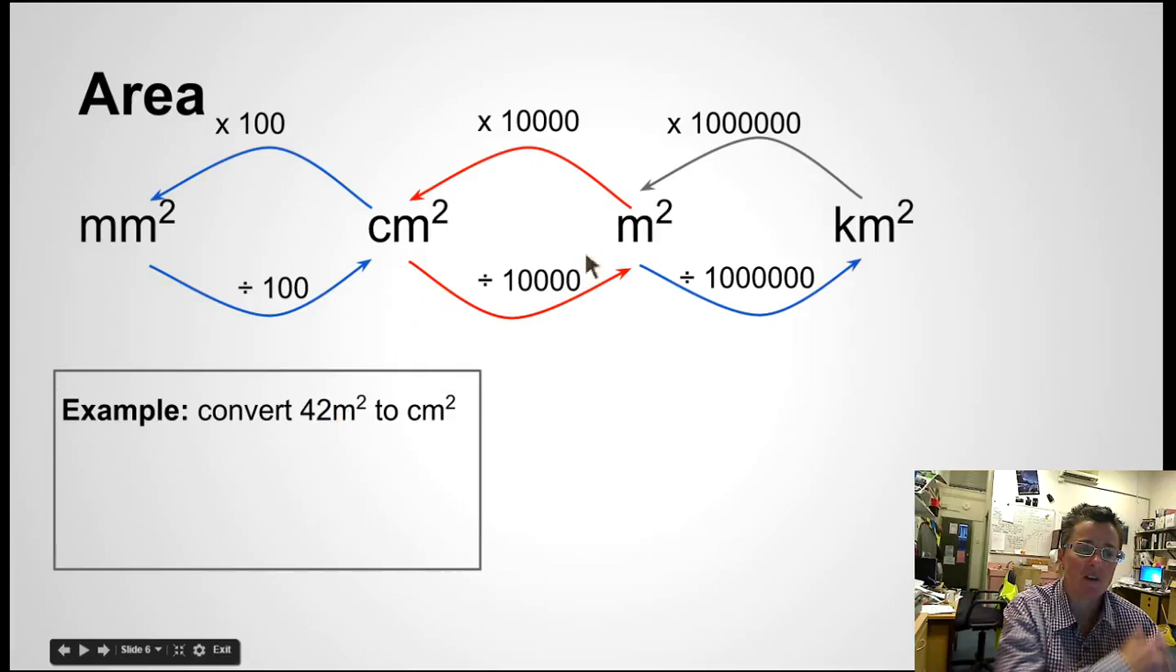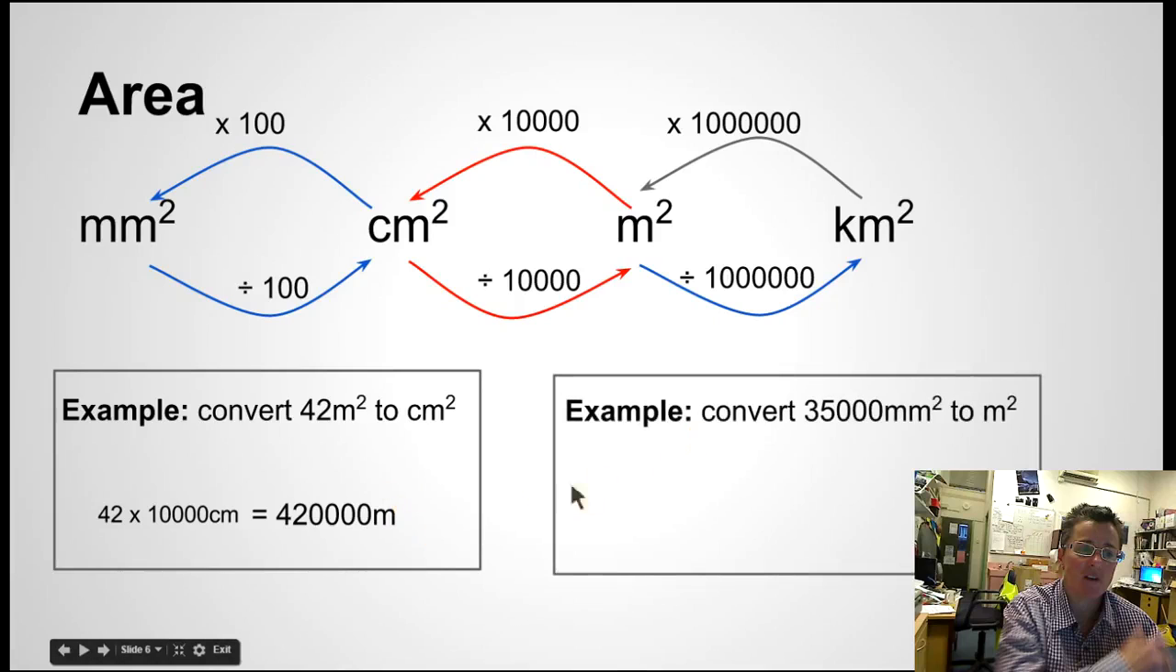So let's look at how that converts. 42 meters squared, so we're going from meters squared to centimeters squared. We take the 42, and we multiply it by 10,000, and we get 420,000 centimeters squared. Missed the squared off there, didn't you?